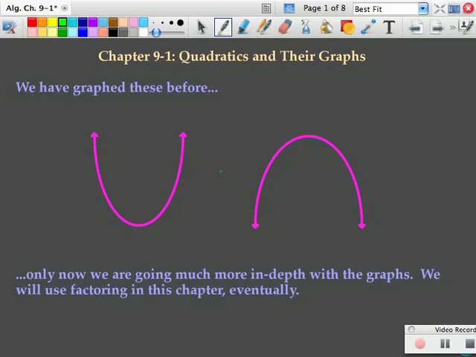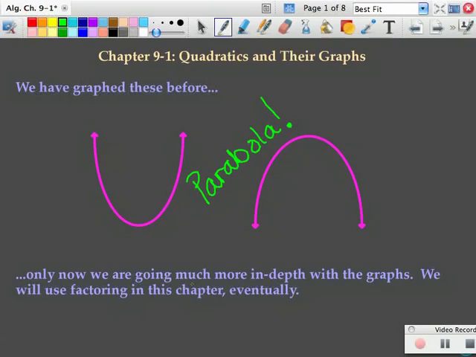Do you remember what these are called? They are parabolas. Yay! Or as some of you so lovingly called it, a parabola. But yet no. A parabola. So they have shapes like this.